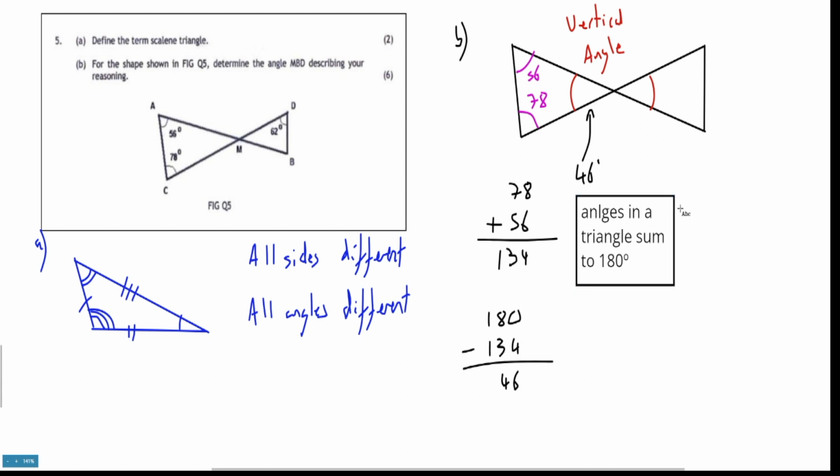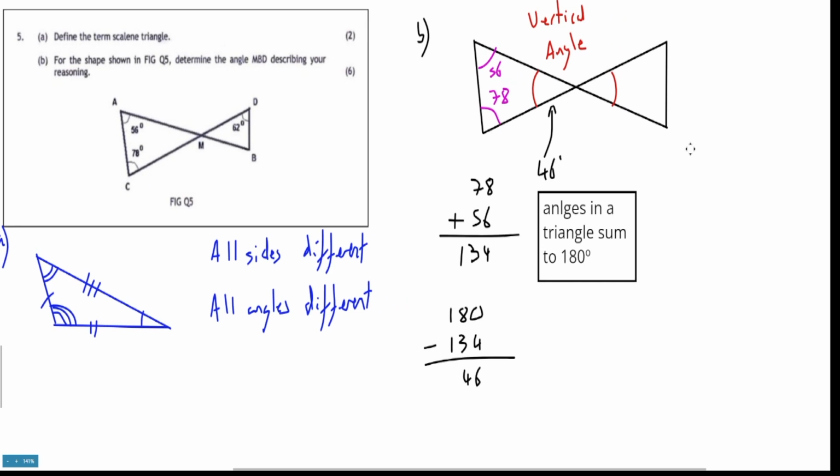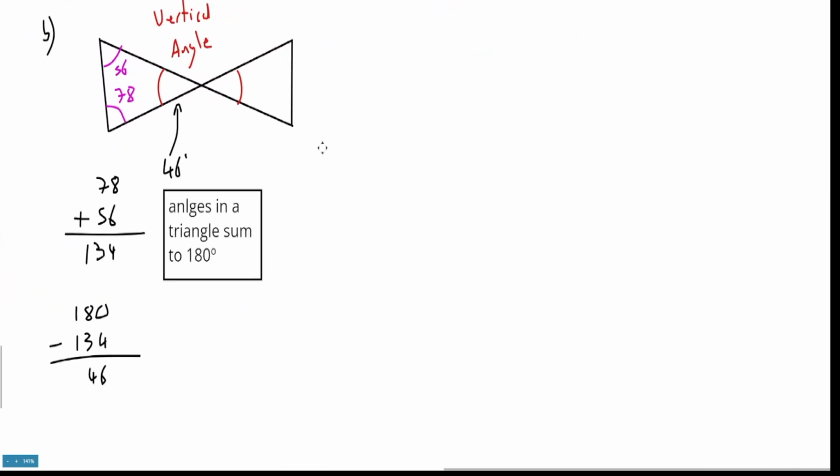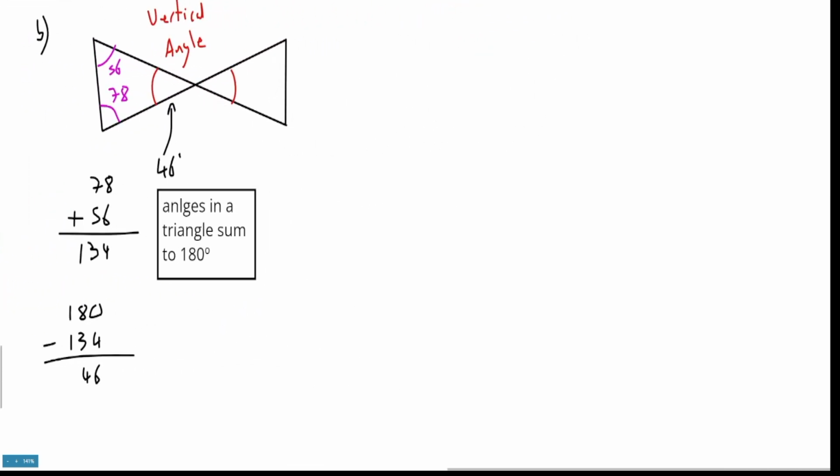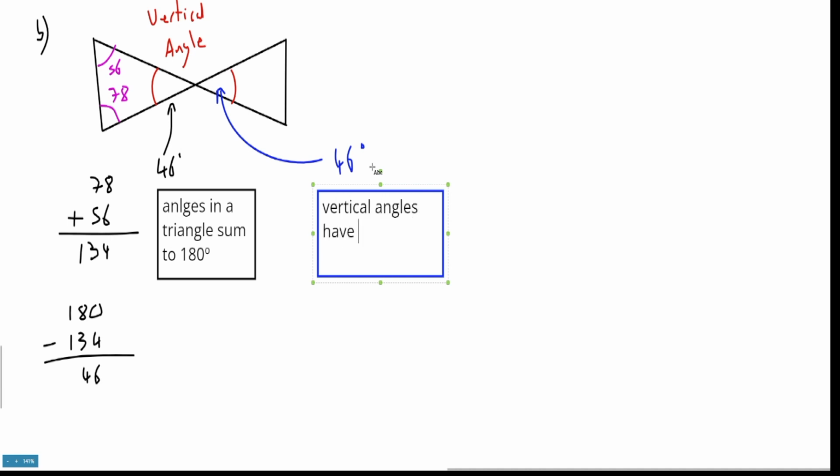So now we're going to do the next side. Let's make some more space. This would also make the other side 46 because they're vertical angles. This is also 46 degrees because they're vertical. And to explain my reasoning, I should probably say vertical angles have the same value. I think I get a point for saying vertical angles because it's a buzzword, keyword.